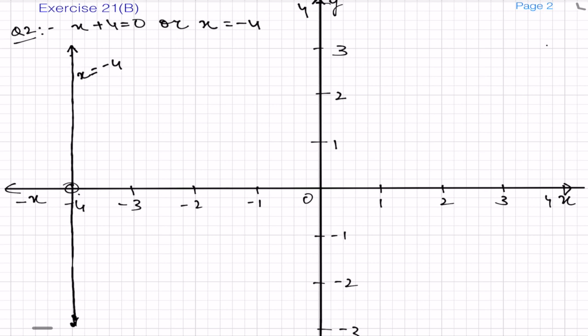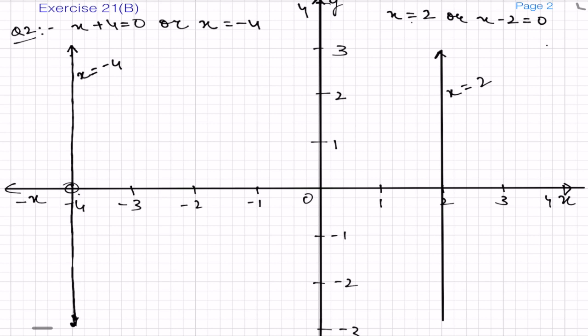That's it. For x is equal to -4, or suppose the question is draw a graph for x is equal to 2 or x minus 2 is equal to 0, it's the same thing. So what we will do, we'll see where x is equal to 2. X is equal to 2 is here because it's a positive value, so we'll see the positive side. So for x is equal to 2, we'll draw a line which will pass through the value of x, that is 2, and this is parallel to the y-axis. This is the graph of x is equal to 2.